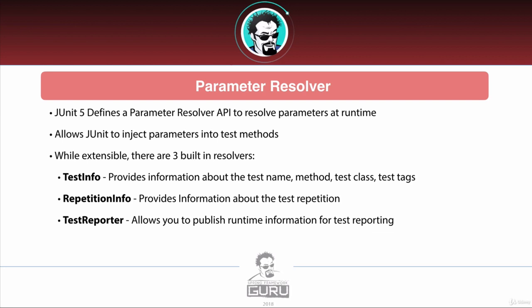Then next is going to be RepetitionInfo. So we just looked at repeated test a minute ago. So you can get a handle on that and see what iteration you're on. So that could be a very handy one. And then TestReporter, that allows you to publish runtime information back to the metadata about the test that can be used for reporting later. So I'm going to jump over to IntelliJ now, and we'll take a look at an implementation to show you how easy it is to implement those.